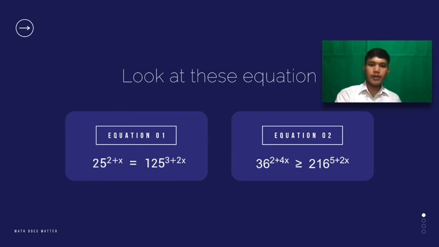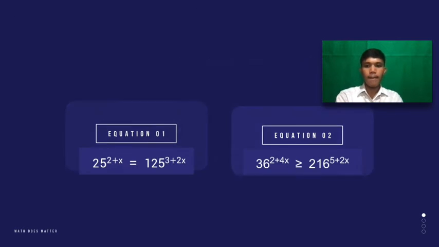Now, let's try solving exponential equations and inequalities. Equation number 1 is the exponential equation, and equation number 2 is the exponential inequality. For equation number 1, 25 raised to 2 plus x is equal to 125 raised to 3 plus 2x. Equation number 2, 36 raised to 2 plus 4x is greater than or equal to 216 raised to 5 plus 2x.